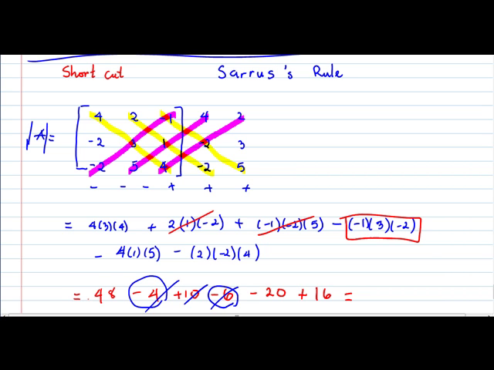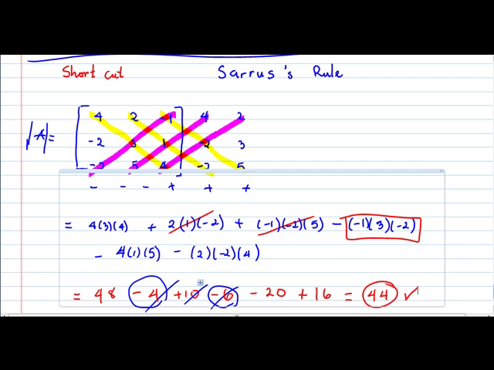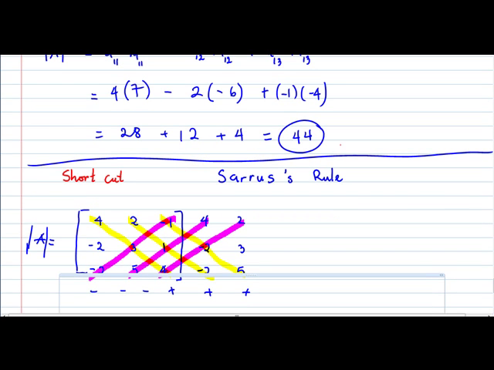So now we have minus 20 plus 16, and then plus 48. That becomes 44, because minus 20 plus 16 is minus 4, then plus 48 is 44. You see the answer here? It looks exactly the same as the answer I got earlier, right here, exactly the same.